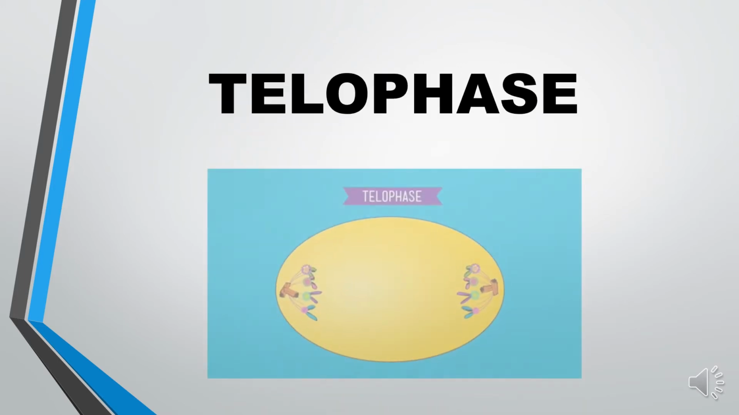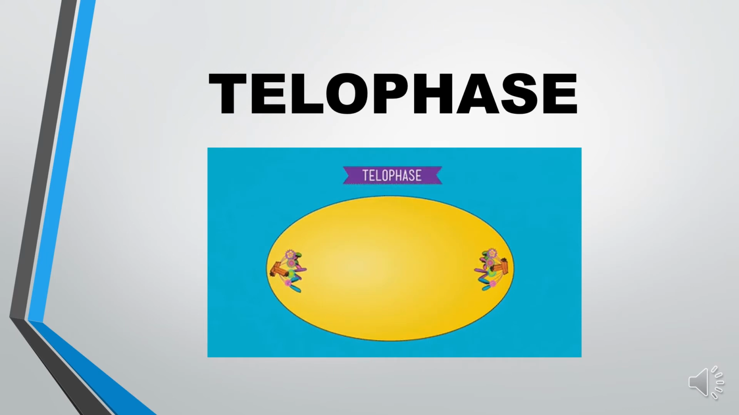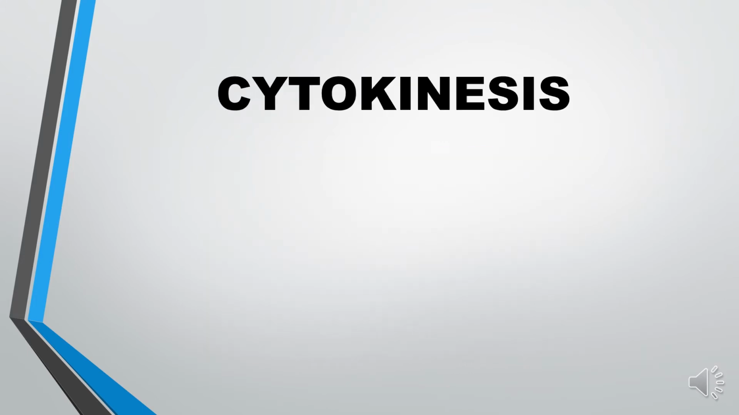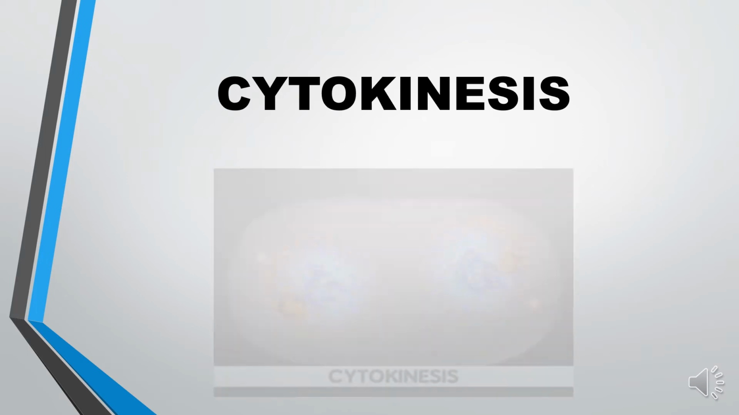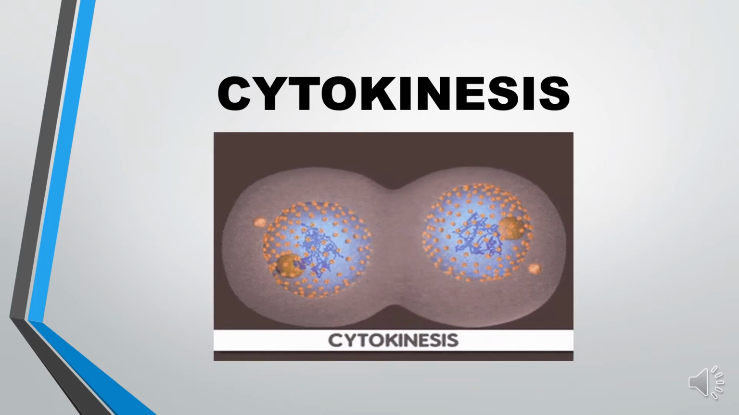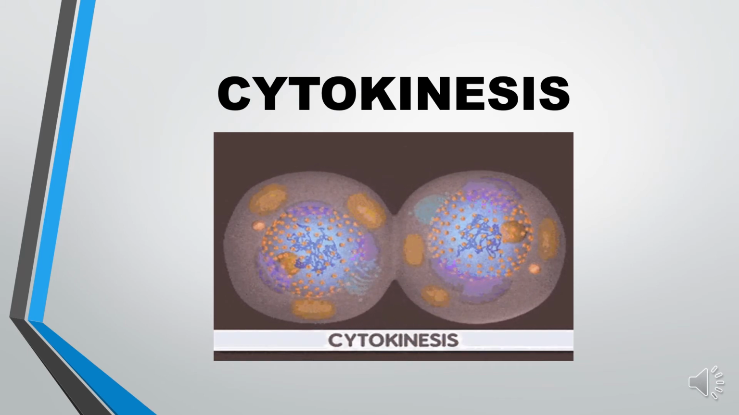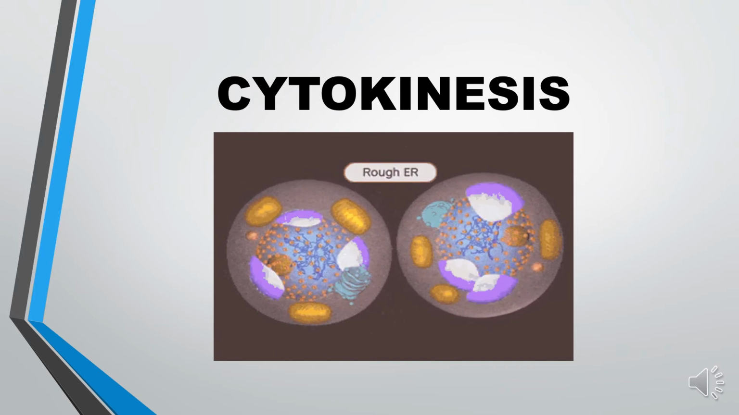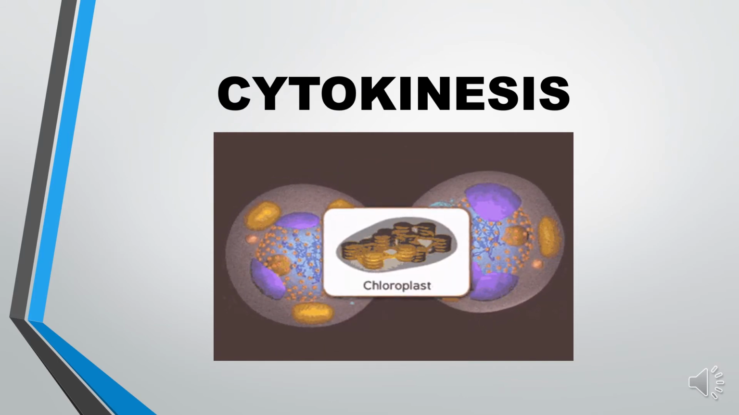The telophase. In telophase, each member of the sister chromatids reaches the opposite sides, the spindle fibers disappear, and the nuclear envelope starts to reform. And the last step, the cytokinesis. Cytokinesis is the ending stage where the cytoplasm starts to separate, forming two daughter cells, and that's it. That's the two daughter cells.